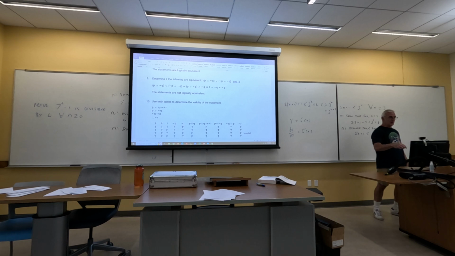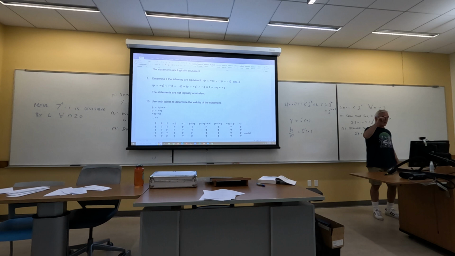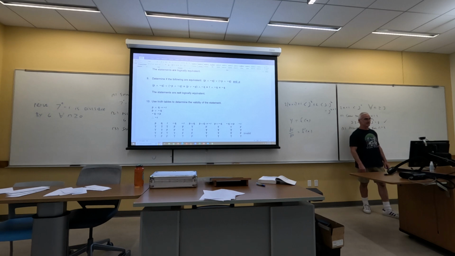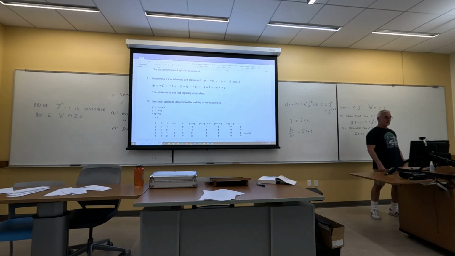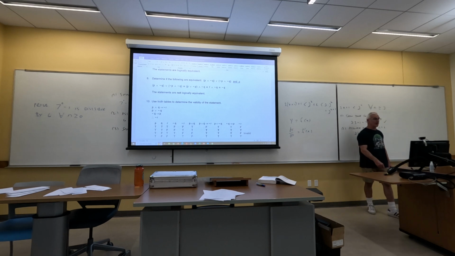What am I doing in number 9? I'm using logical equivalences. I didn't say what they were, but if I said, okay, support each step, what is the reason that you can do that? Notice what I've got here. What did I do? I used the distributive property. So I have P or not P and Q or not Q.